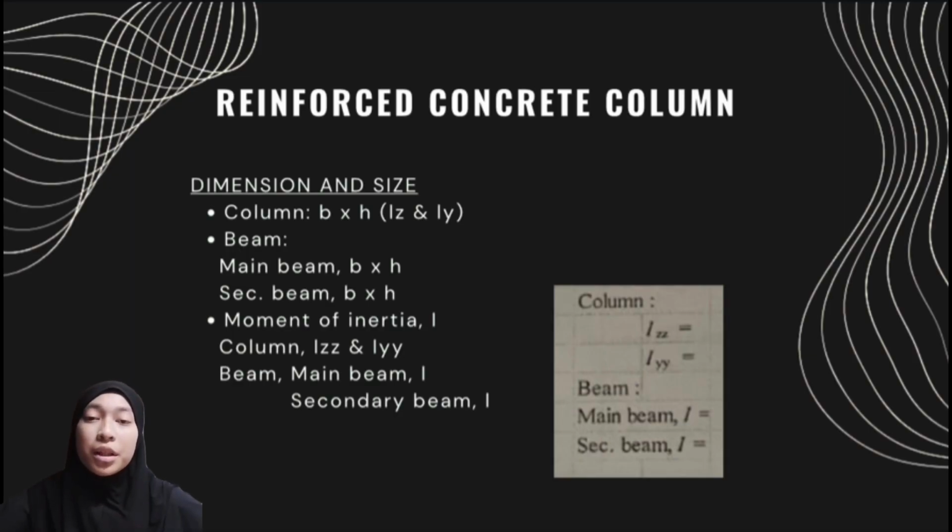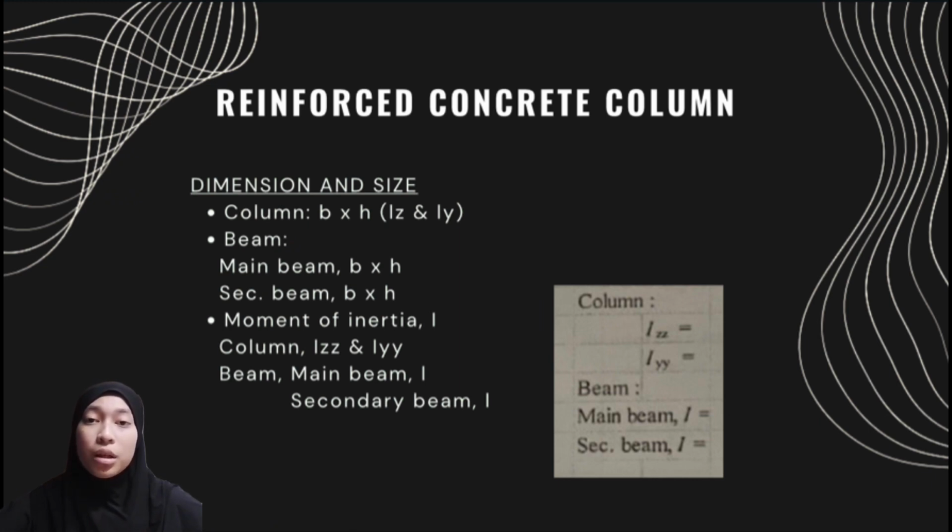Hi, my name is Fakira Shakila. Next up, I will talk about the reinforced concrete design for column. First of all, we need to check the dimension and size. For column, b times h, Iz and Iy. Beam, main beam b times h, second beam, b times h.